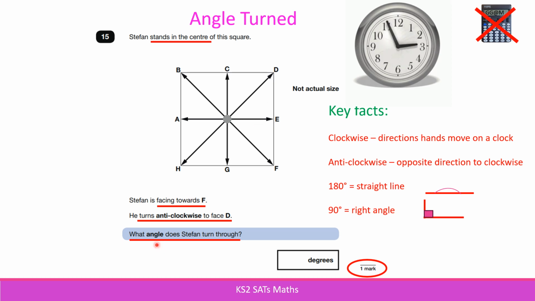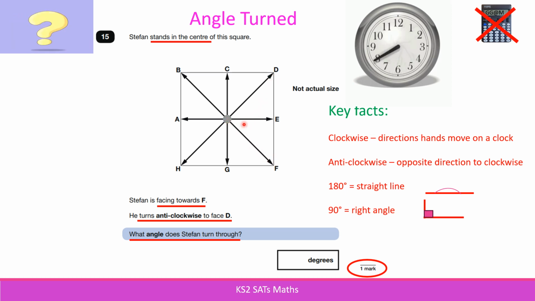But you've got to work out the angle he turns going from F and ending up at D. How many degrees is it between F and D? Press pause, think about the answer, and then press play when you're ready to hear the answer. Great work. Hopefully you've managed to work out the angle between F and D.